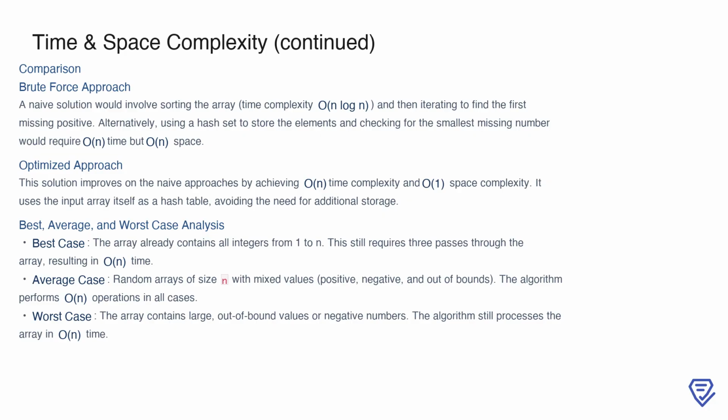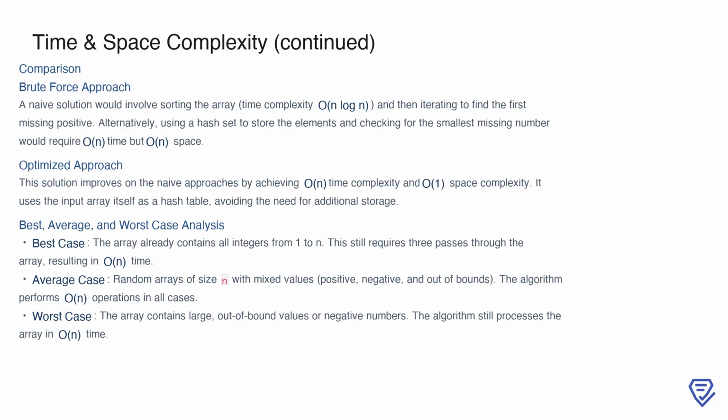Looking at the best, average, and worst-case scenarios, the algorithm consistently performs O(n) operations. Even in the best case, where the array already contains all integers from 1 to n, 3 passes through the array are still required. For average cases, with random arrays containing mixed values, the time complexity remains O(n). And in the worst case, with arrays full of large, out-of-bound values or negative numbers, the algorithm still processes the input in linear time.